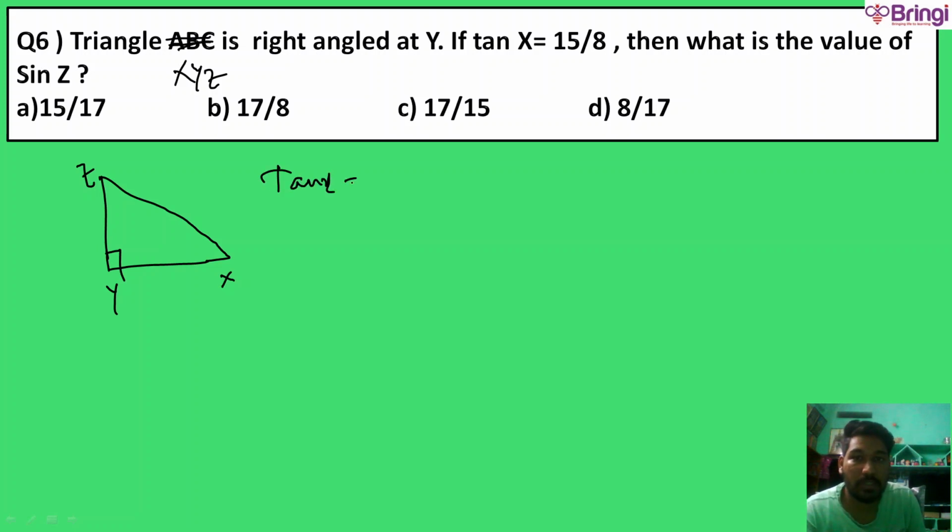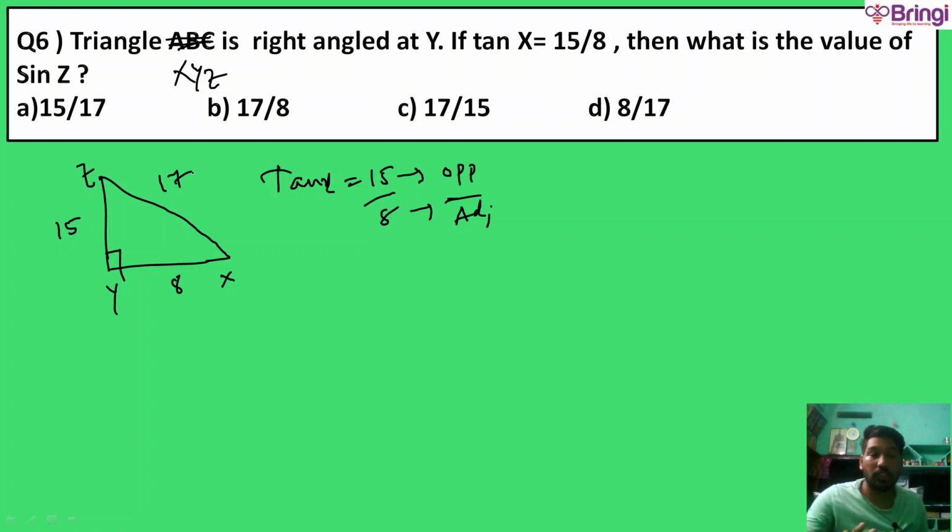Tan X is equal to 15 by 8. Tan X means opposite by adjacent, is it? Opposite by adjacent. So for the X, opposite is 15 and the adjacent is 8. And you have to write the hypotenuse directly as 17. Okay? This is the actual process for your examination.